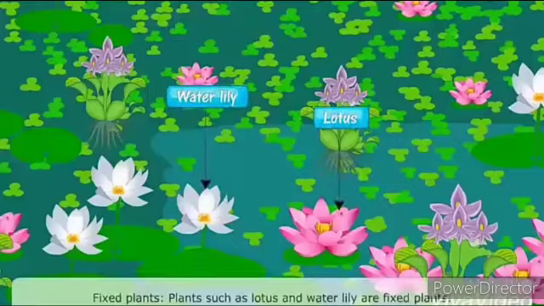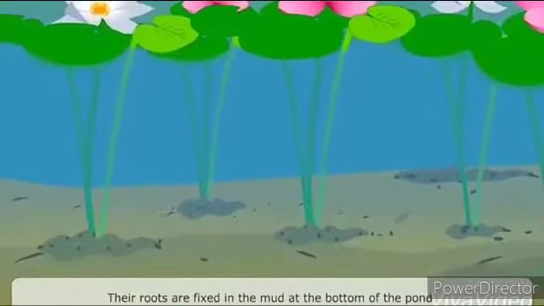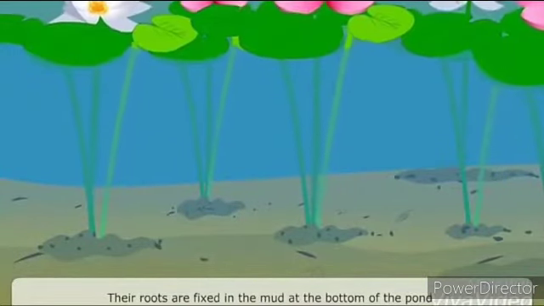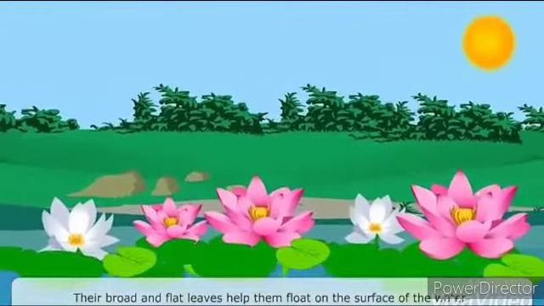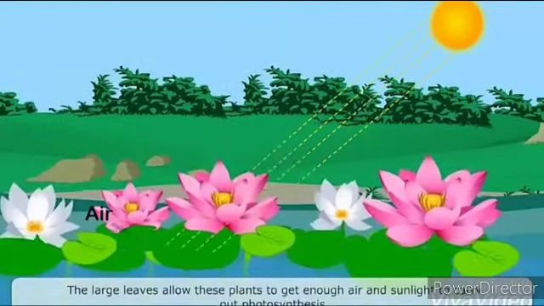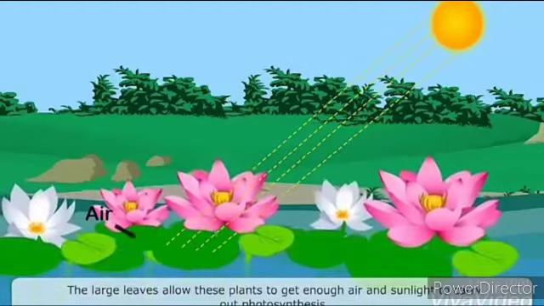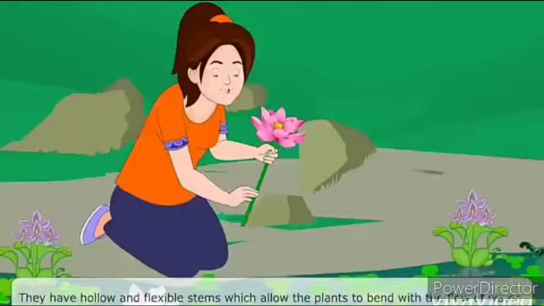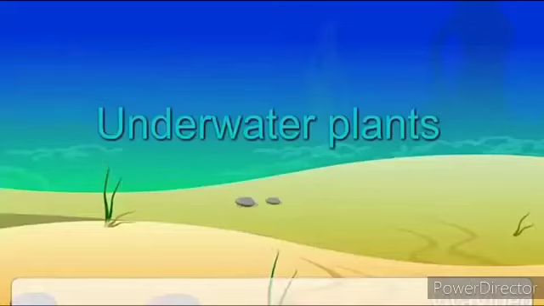Fixed plants. Plants such as lotus and water lily are fixed plants. Their roots are fixed in the mud at the bottom of the pond. Their broad and flat leaves help them float on the surface. The large leaves allow these plants to get enough air and sunlight to make food with the help of the photosynthesis process. They have hollow and flexible stems which allow the plants to bend with water waves.